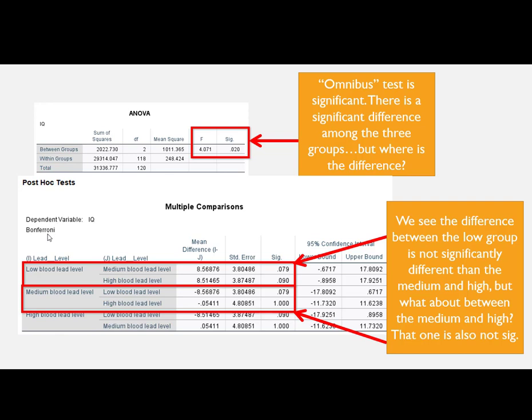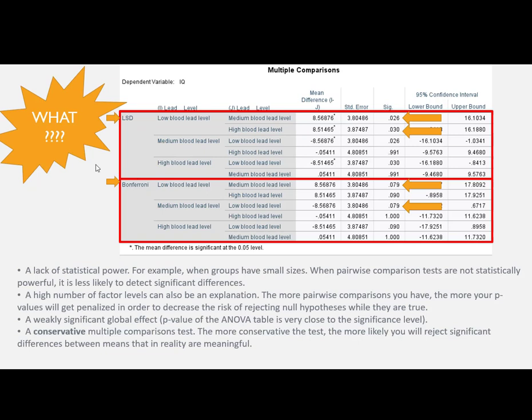So we chose Bonferroni, and we can see that if we compare low blood level to medium blood level, we slide across and we look and we see we don't have significance. We have low blood level with high blood level. We slide across and we also don't have significance. We have medium and high, and again we don't have significance. So then we think, well, what's going on?